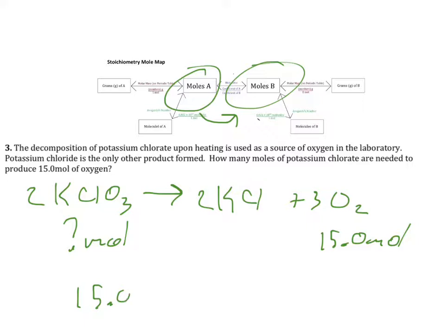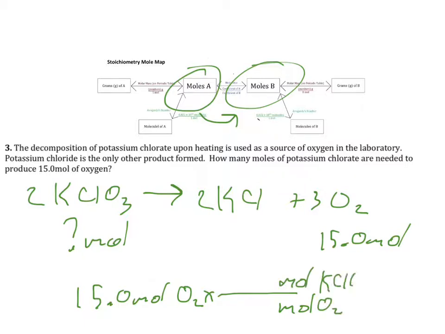And so we have 15.0 moles of O2, and we're going to go from moles of O2 to moles of KClO3. And we use the coefficients from the balanced chemical equation. Oxygen gets a 3, the potassium chlorate gets a 2, and so this ends up being 10 moles, and it's 10.0 moles with correct sig figs of potassium chlorate.